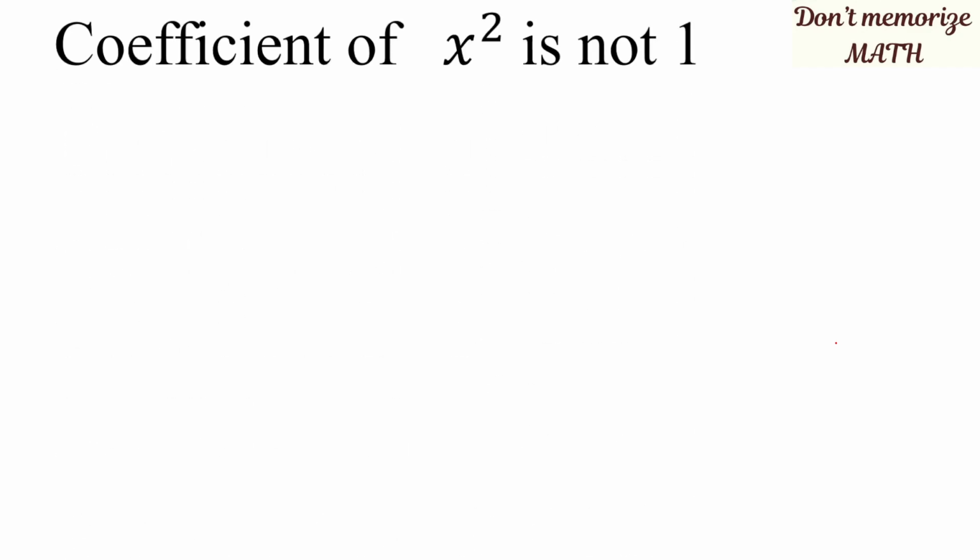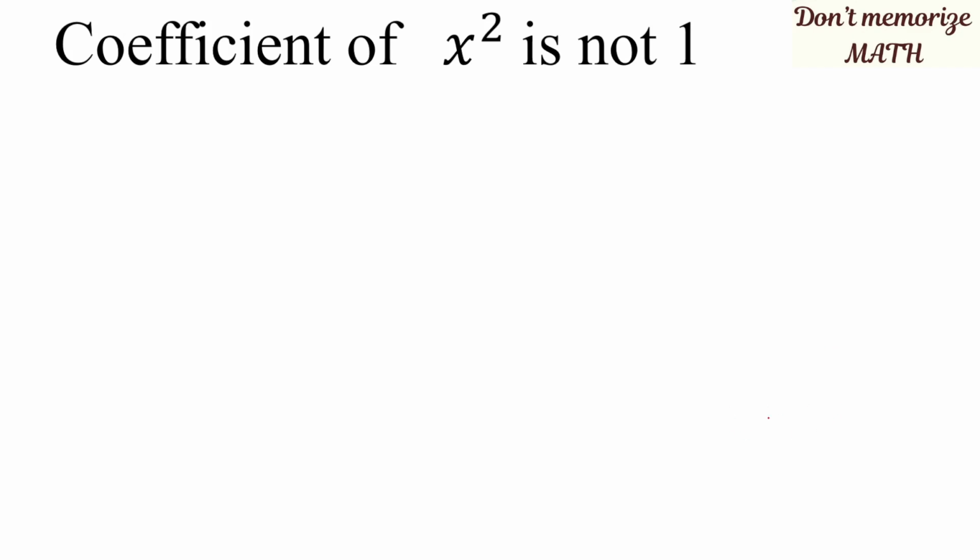Okay, so the next type is coefficient of x square is not 1. We will see how we can factorize it. The method is same, sum and product method we are using here, but there is a slight difference. After finding the numbers there is a slight difference, and in the beginning also, when you write the sum and when you write the product, there is a small difference.